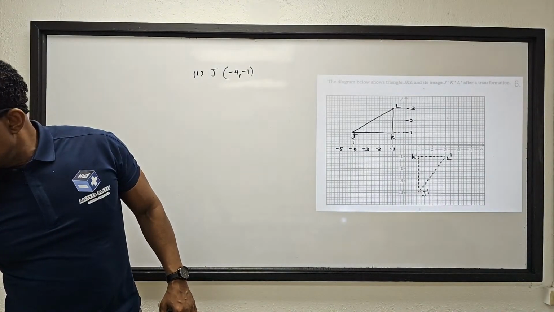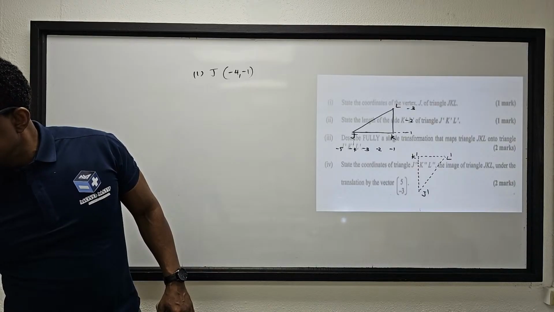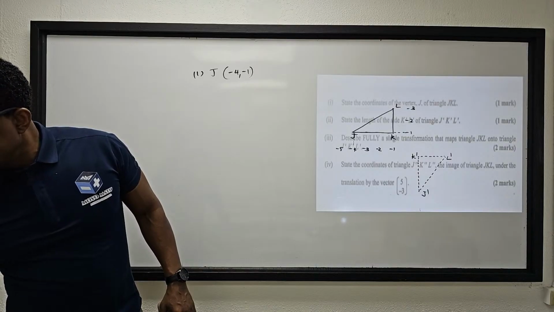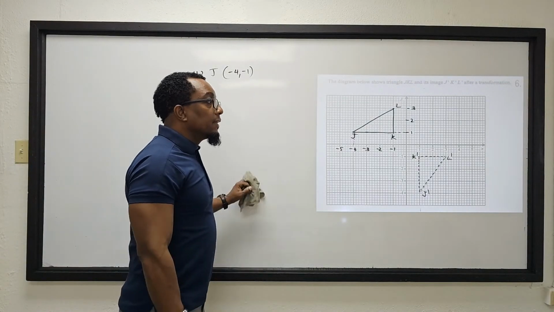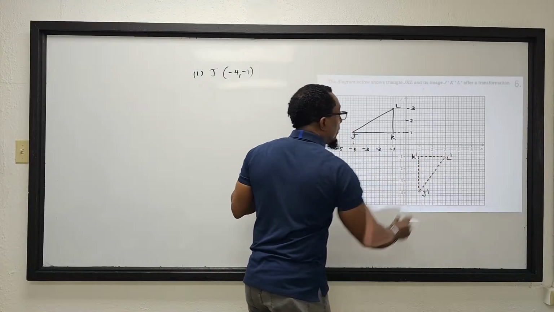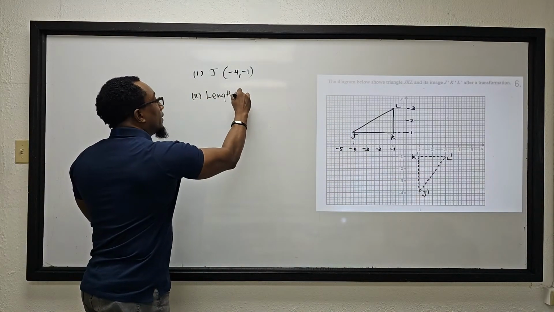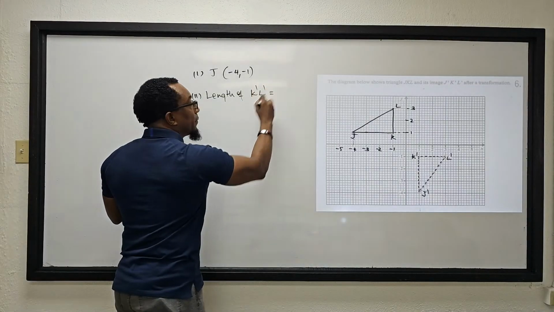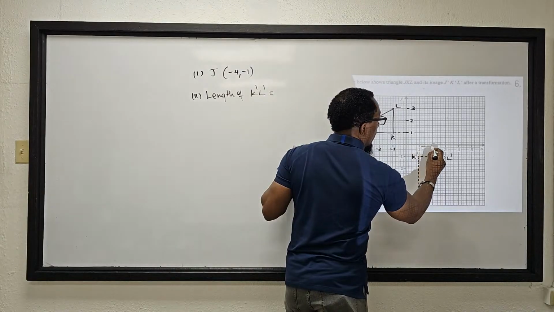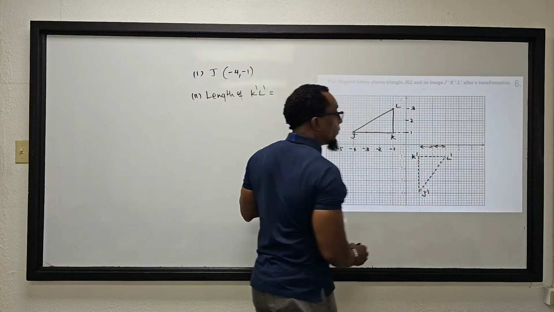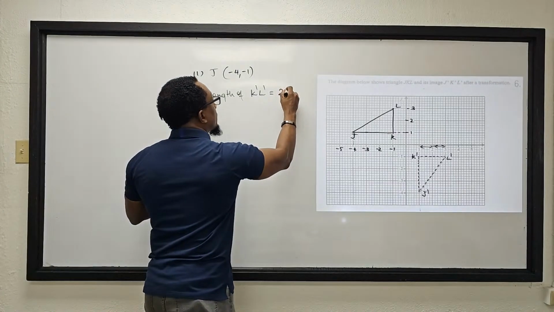So they ask us next to state the length of the side K prime, L prime in triangle J prime, K prime, L prime. So part 2, the length of K prime, L prime will be equal to 2 units. So we have 2 units. If we subtract 1 from 3, it will give us 2 units.